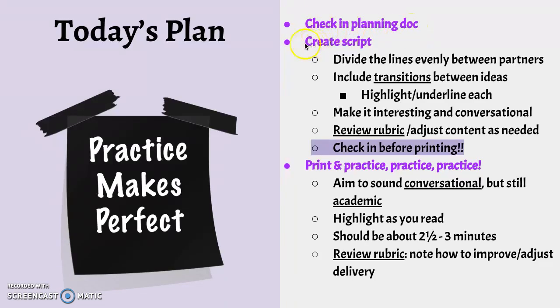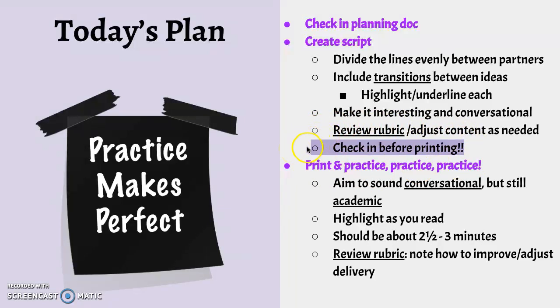They need to start writing a script based on everything that was in that Google document. So this is where the partnership really needs to come together and start deciding how they want to communicate this information. So they need to divide their lines up. We do a nice mini lesson on transitions, which is a weak point of theirs. They need to figure out how to make it interesting and conversational sounding. So we look at another student example in a moment. And they need to check in before printing just so we can make sure that everything is ready to go.